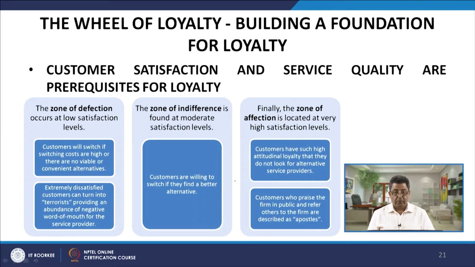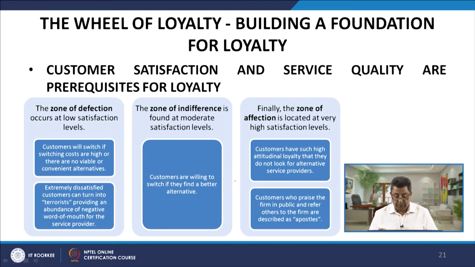The second is the zone of indifference, which is found at a moderate satisfaction level. At this moderate satisfaction level comes the zone of indifference. Customers are willing to switch if they find a better alternative. And finally, the zone of affection is located at very high satisfaction levels. Customers have such high attitudinal loyalty that they do not look for alternative service providers.